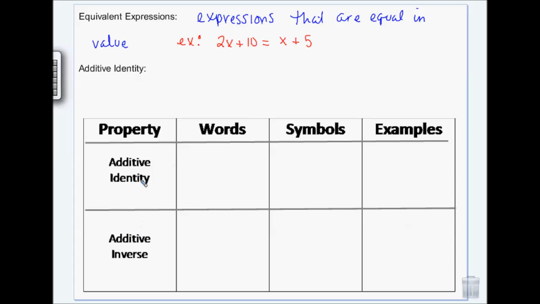We use a lot of identities and inverses. The additive identity: first of all, let's cross out the word additive here. Identity. What is your identity? What you are, right? So the identity of a number is the value of the number. And the additive identity is the number you can add to something that won't change its value.